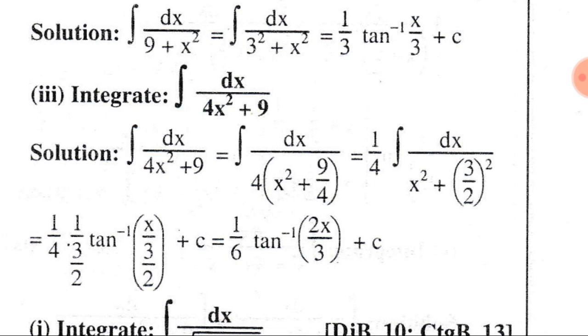Here it is also the standard form, the integration of dx divided by (a squared plus x squared). Here in place of a we have 3 by 2, so it can be written as 1 by a tan inverse x by a plus c, where c is the integral constant. So since in place of a there is 3 by 2, we can write 1 by (3 by 2) tan inverse x by (3 by 2) plus c, and after calculation we get 1 by 6 tan inverse 2x by 3 plus c.